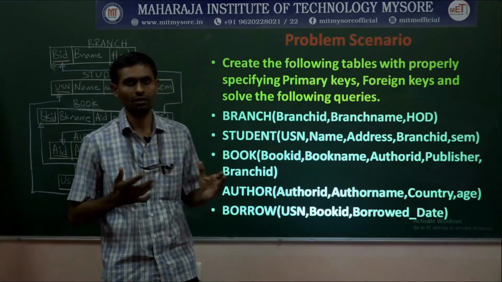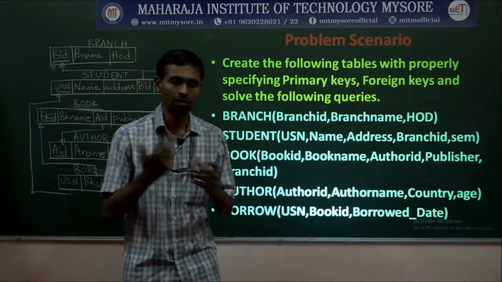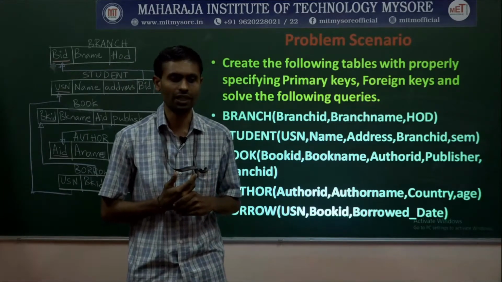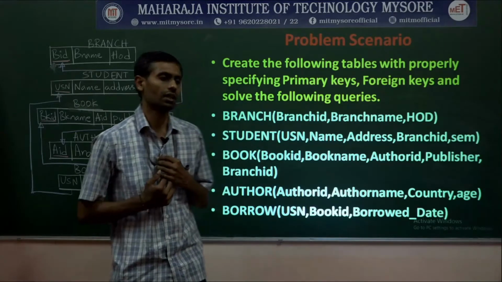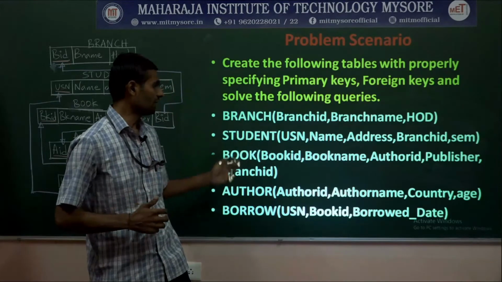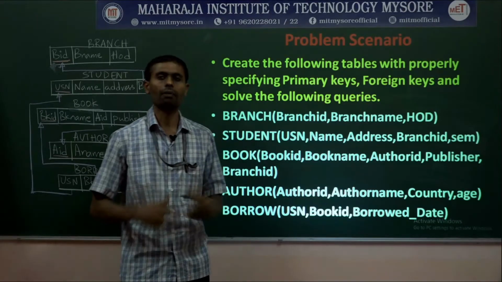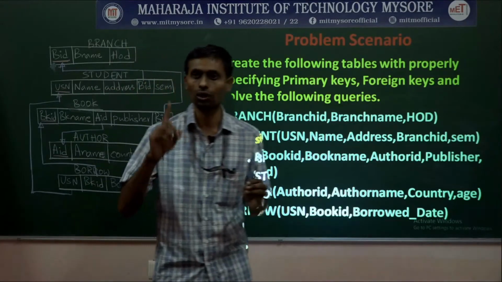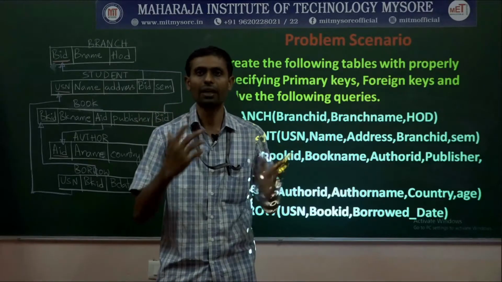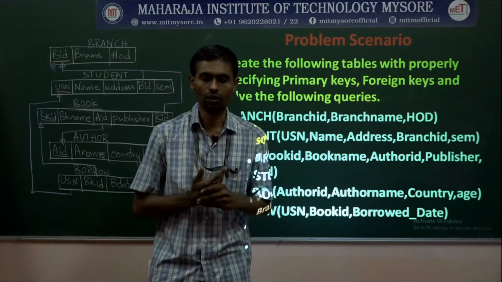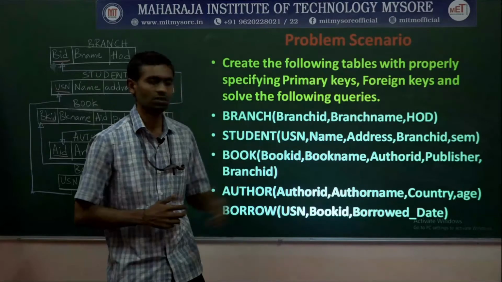A branch has an ID, name and so on, where we uniquely identify based on branch ID. Each branch has a HOD. Then a college contains many students, and each student belongs to only one branch, but a branch contains many students. A student also belongs to some semester and so on.